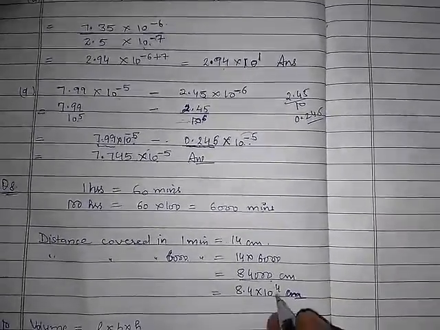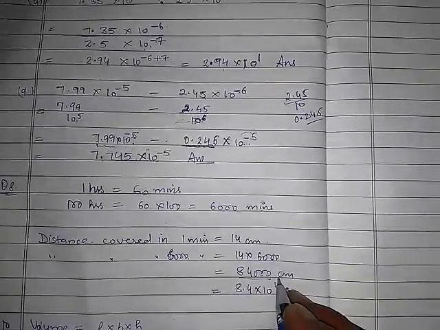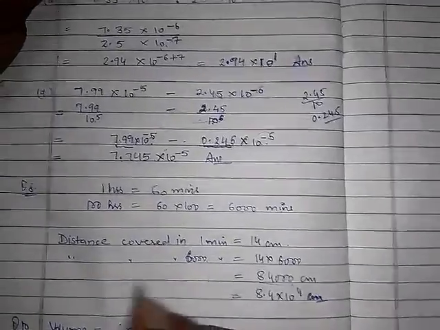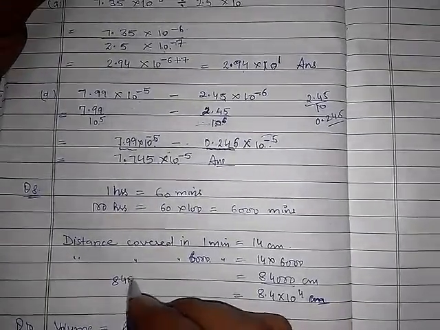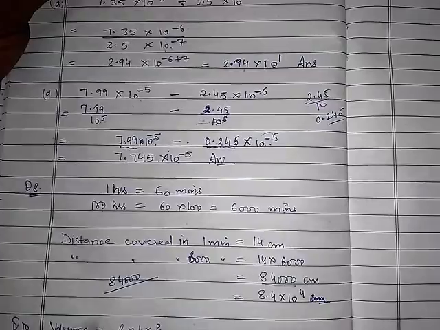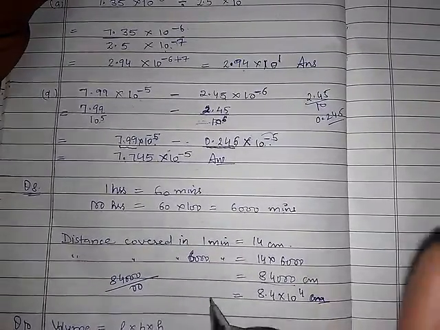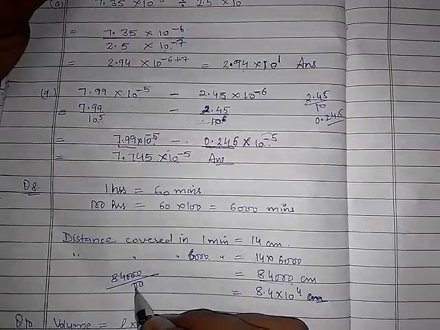They are asking to convert the distance into kilometer. So in 1 centimeter how many meters are there? 100. So you can do it like this: 84,000 will be divided by 100. For 100 for meter you need to divide by two zeros.